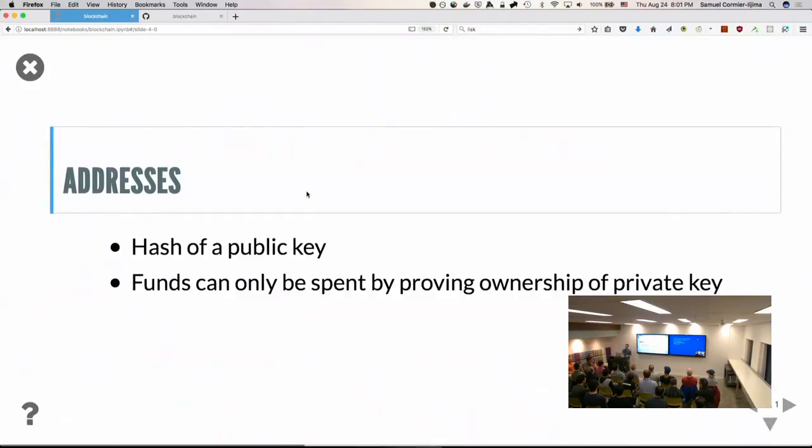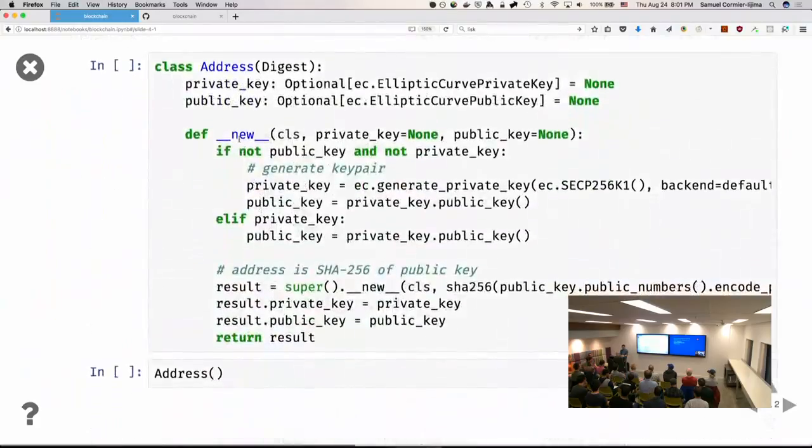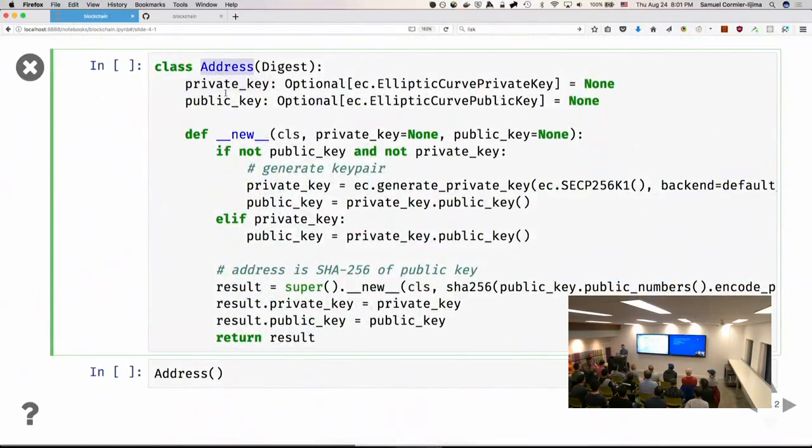So let's talk about addresses. You're asking, I think, what is this address like, and how do you spend it? So an address in this currency we're going to make is the hash of a public key, and only the person with the private key associated there can spend those funds. So here's how we're going to do that. We have this class, and we're going to generate this key pair of private and public keys, and then the address itself is the hash of it.